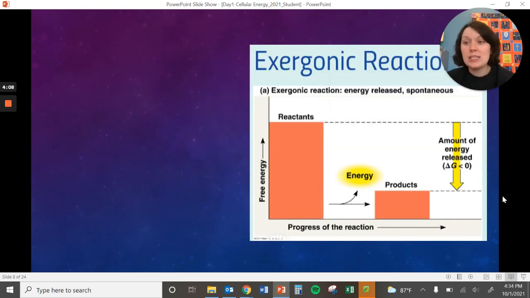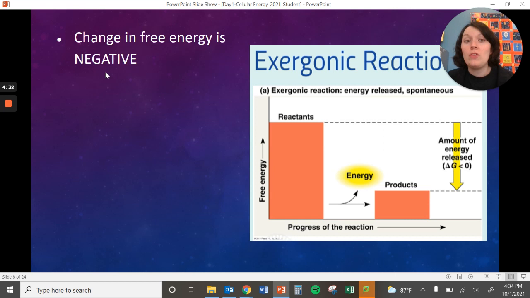So we can use this free energy to look at our different types of reactions. And we can have two different types. We can have exergonic reactions, which are shown here, where we have a lot of free energy in our reactants, and less in our products. Okay, so if we're looking at that change in free energy, we would do our products energy minus the reactants energy, and we would get an overall negative change. Okay, it's because it's going down. So we would have a negative change in free energy.